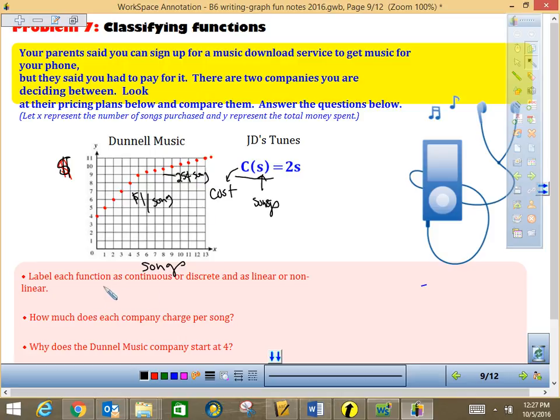So, the first thing we want to think about is to label each function as continuous or discrete. You might say something like Danelle's, and if I'm looking at Danelle's, what would you say, Becca? Discrete or continuous?